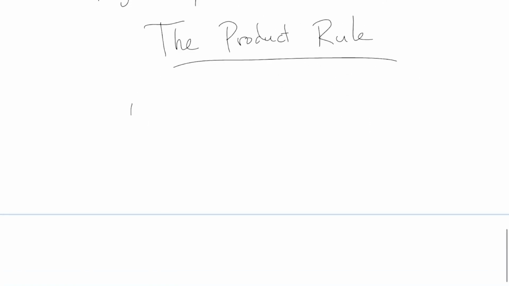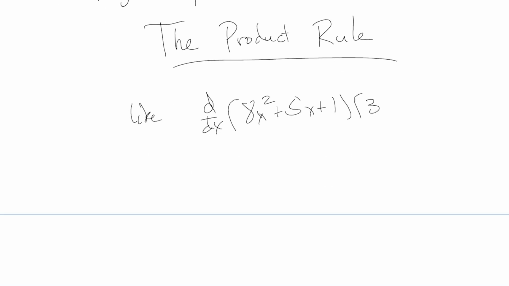Like, for example, if I asked you to do something like the derivative of 8x squared plus 5x plus 1 times 3x to the 4 minus 7. What's the derivative of that? And there's a special rule for this, all right? This is what we're trying to talk about. And I will just say, as I've said several times before, you cannot just take the derivative of this one and also take the derivative of that one. You can do that, but it's not the correct answer. The derivative has a special rule when it comes to products, all right?